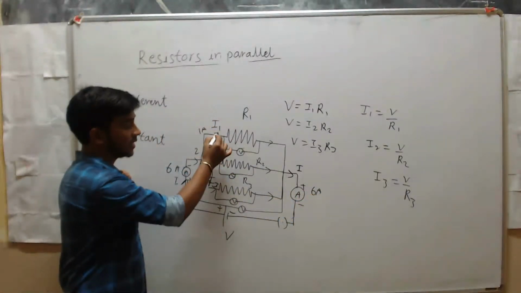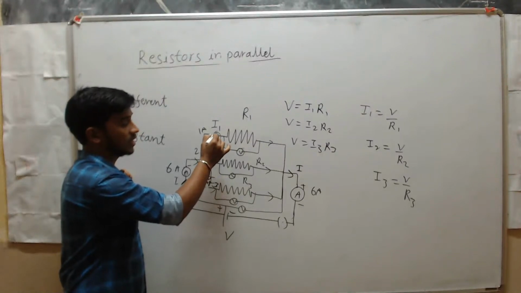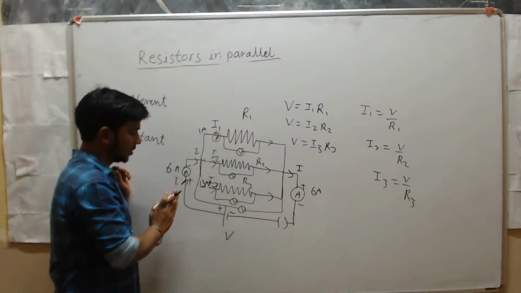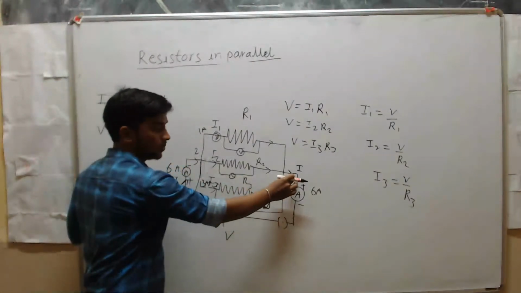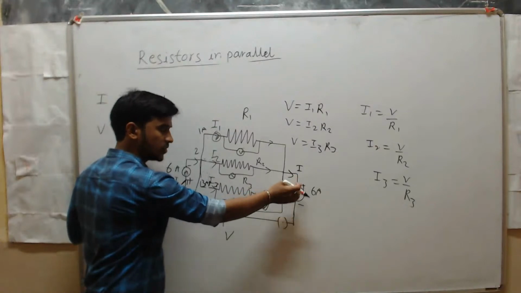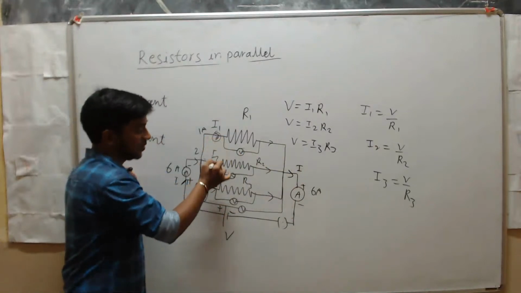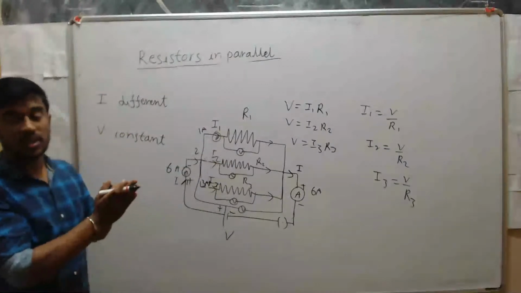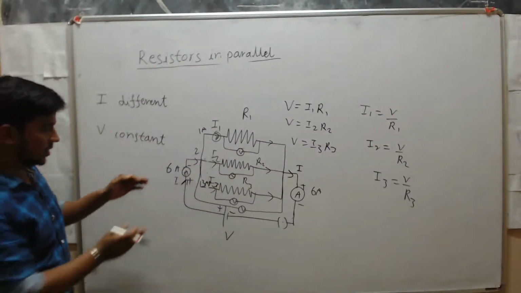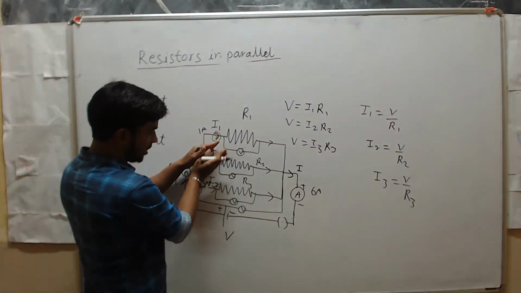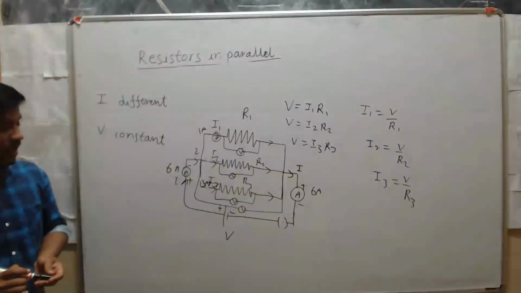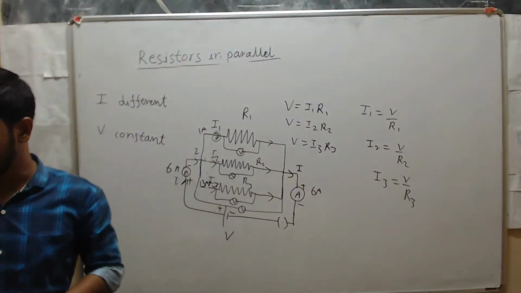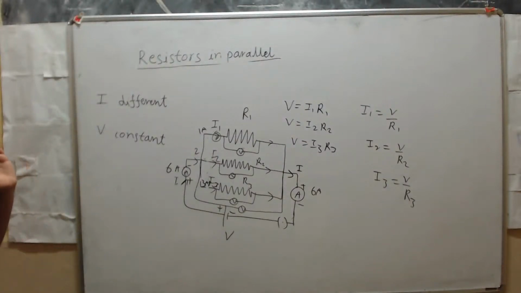But if you connect the ammeter in a branch, then you will get a different current there. The current here is 6 ampere, at the output point also you will get 6 ampere. But in the branches you will get a different current. Why? Because the current divides. The current divides, and once again it joins here, so you will get the same answer. When the resistors are in parallel, current is different, voltage is constant.